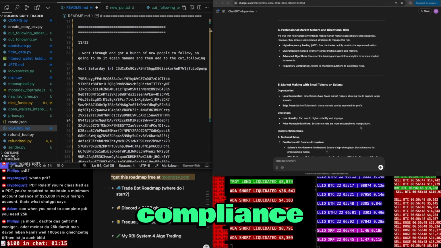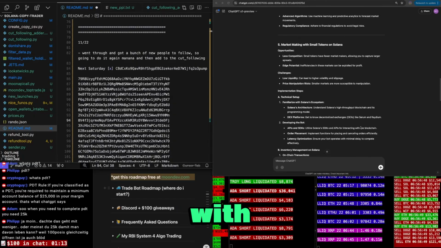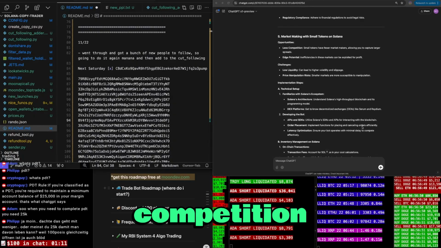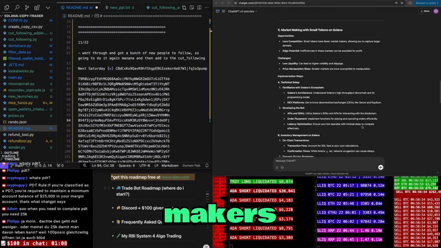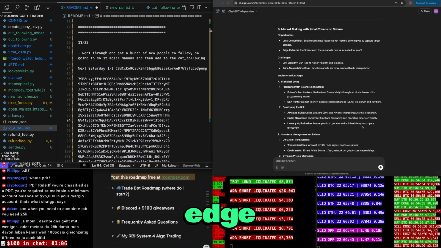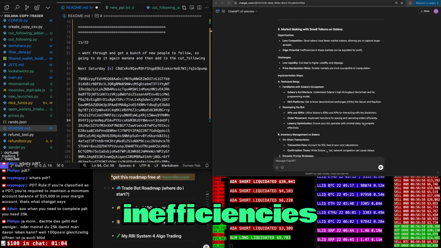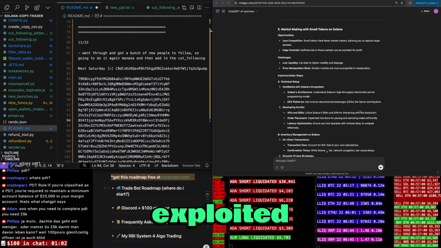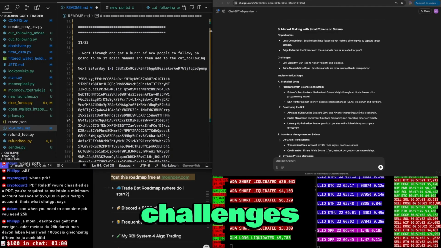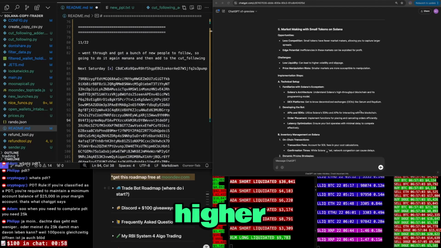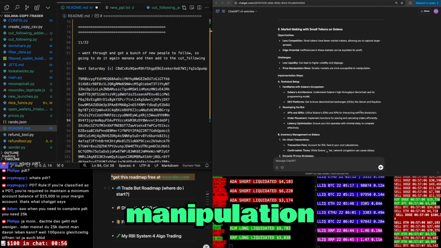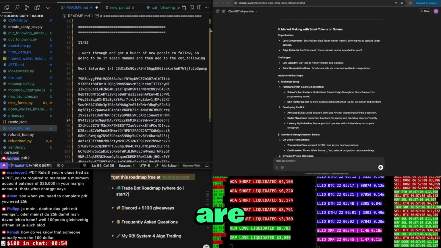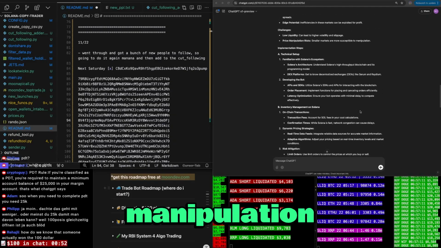Regulatory compliance. Market making with small tokens on Solana, less competition. Small tokens have fewer market makers, allowing you to capture larger spreads, edge potential. Inefficiencies in these markets can be exploited for profit. Challenges, low liquidity can lead to higher volatility and slippage. Price manipulation risks, smaller markets are more susceptible to manipulation.